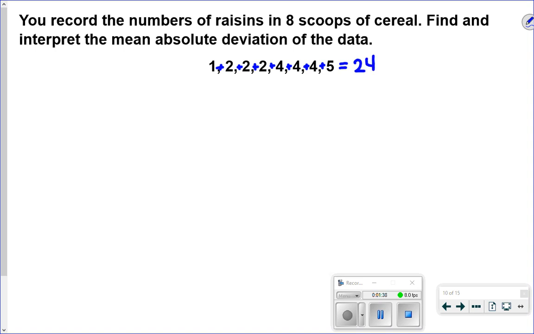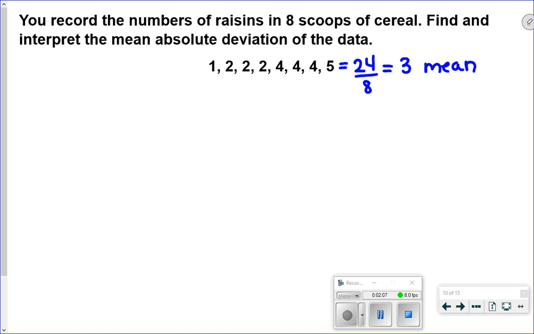They told me it was 8 scoops of cereal, that's why I have 8 numbers here. I'm going to divide by 8, and I get 3 as my mean. Now, if for some reason you get a number that's really long with a decimal, you can round to the nearest tenth. Okay, so now I'm going to subtract each number with 3. Depending on whether the number is bigger or smaller than 3, I'm always going to subtract in a way that gives me positive answers.